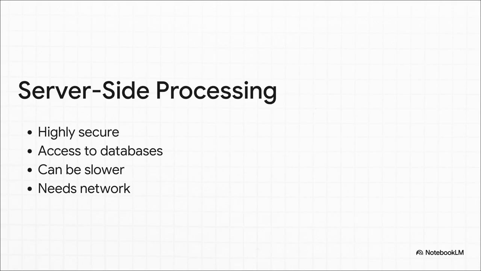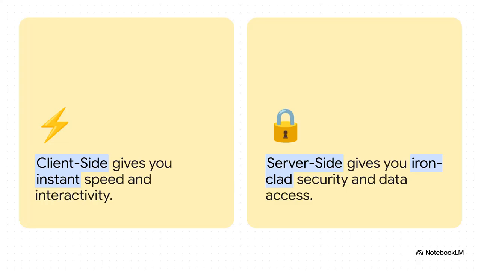The catch? Well, it's latency. Every single server-side action means data has to travel across a network, which slows things down and increases server workload. So we end up with this massive, fundamental trade-off in web architecture: client-side speed versus server-side security.